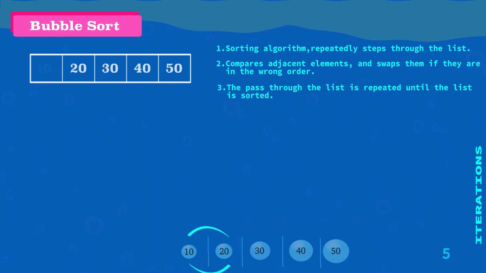Now all the iterations and comparisons are completed and the list is sorted. Now let's recall all the previous iterations.